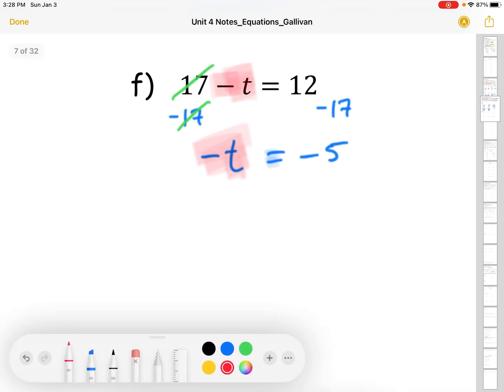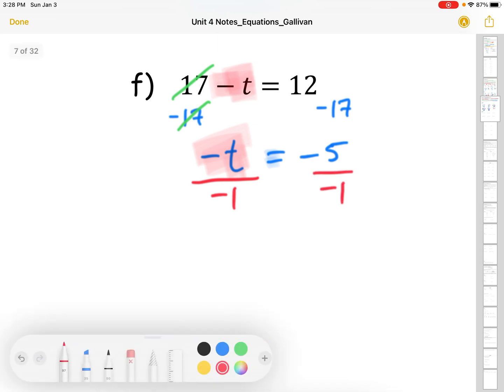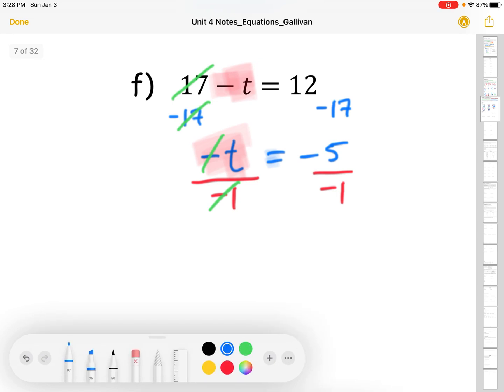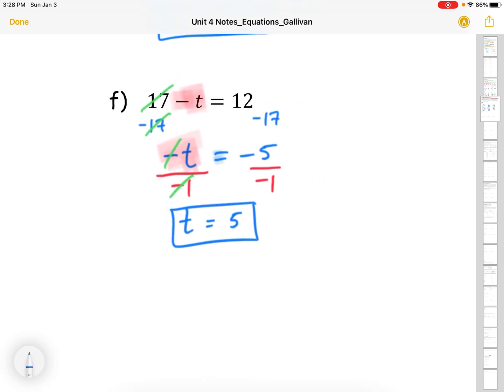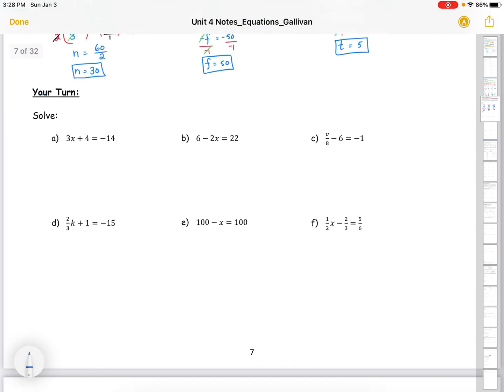Now, I want to get rid of that negative, so I'm going to divide both sides by negative 1. On this side, negative 1 divided by negative 1 is positive 1, so I'll get t is equal to, well, negative 5 divided by negative 1 is positive 5. Okay? Alrighty. Now this will be the time where you could pause it, try these on your own, and when you're done, come back, press play, see if you got them right.